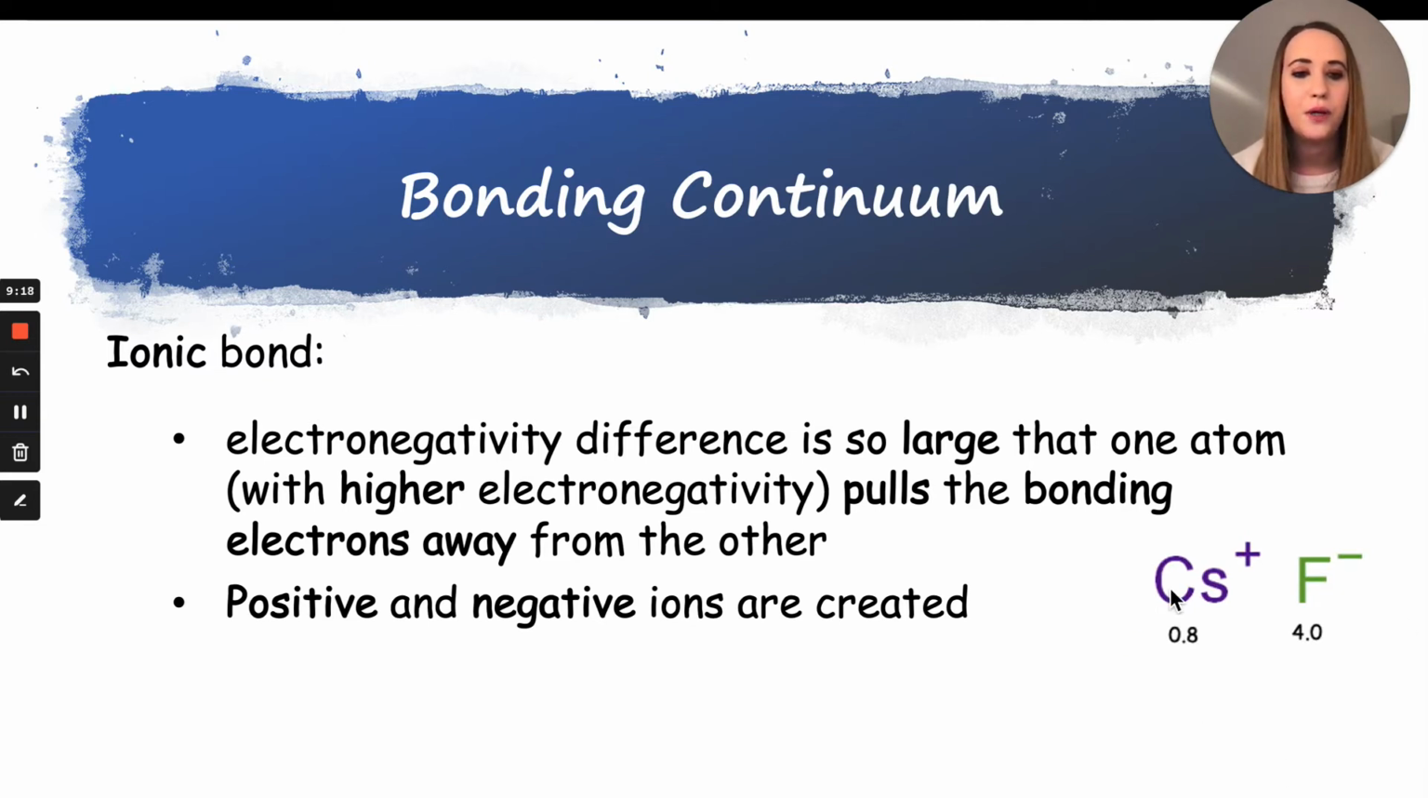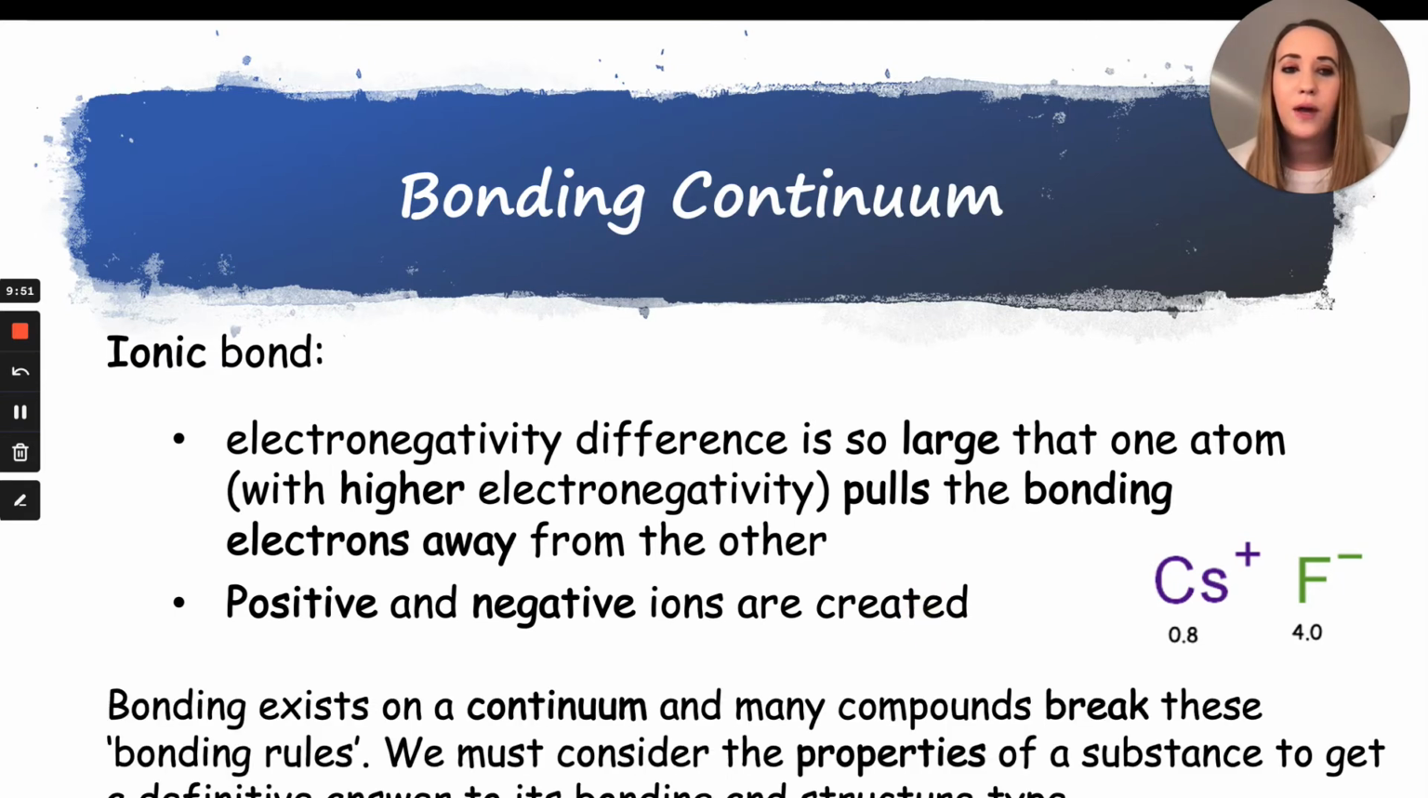So in the example here, you've got cesium fluoride. Fluorine has a higher electronegativity, so it's pulled the electrons away from the cesium and formed a negative ion, and cesium has formed a positive ion. Okay, so looking at electronegativity tells us a lot about the type of bond that forms, but it's not the only thing that determines the type of bonding.